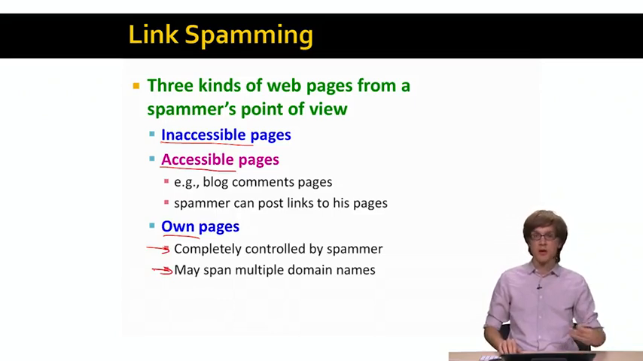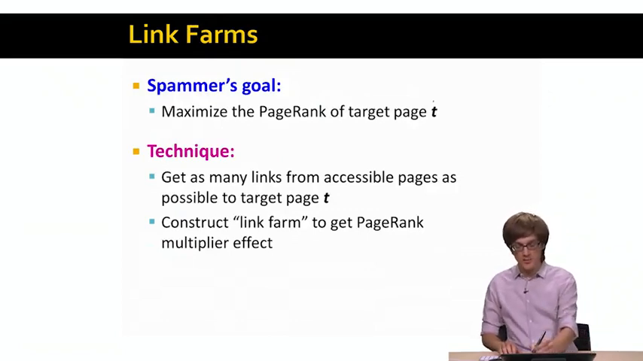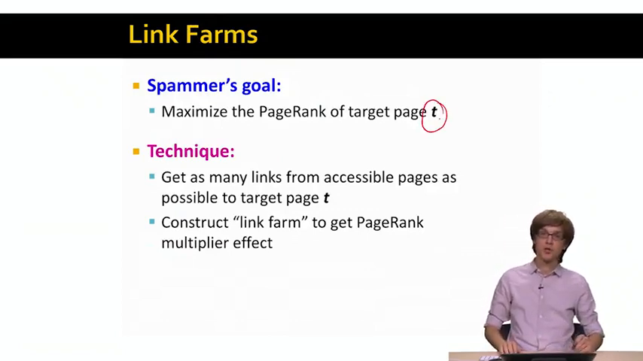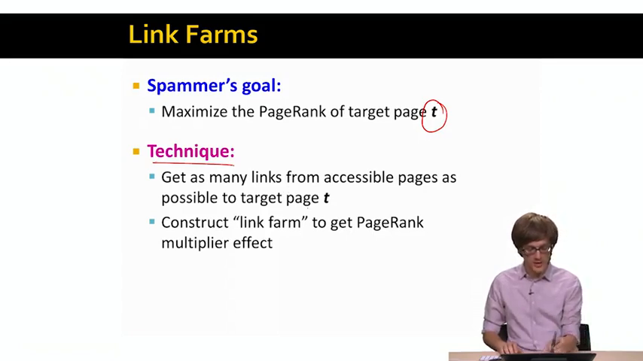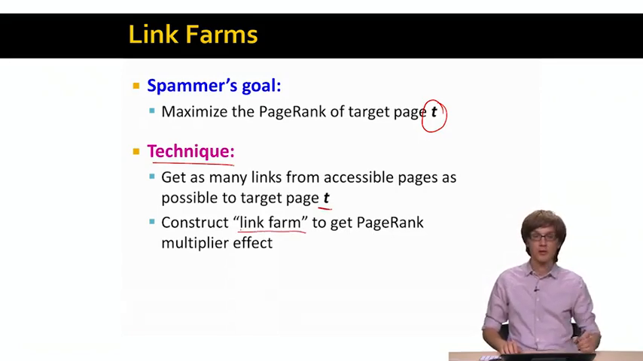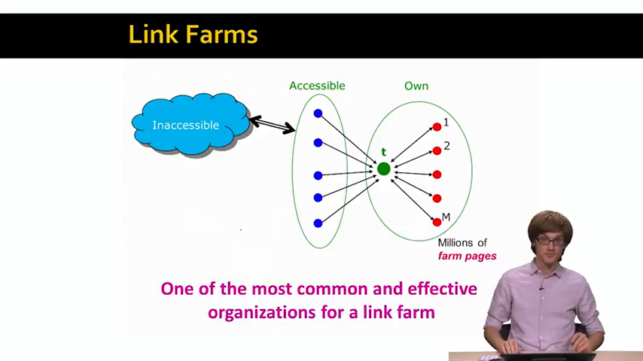So now the question is, what can the spammer do? The spammer's goal, right, is really to maximize the PageRank score of a given page T. So there is this t-shirt selling web page, let's call it page T, whose PageRank score the web spammer wants to improve. So the technique the web spammer will use is that it will get many links from accessible pages pointing to the target page T, and this way they will create what is called a link farm, such that the PageRank importance of all these pages funnels back to our target page T.